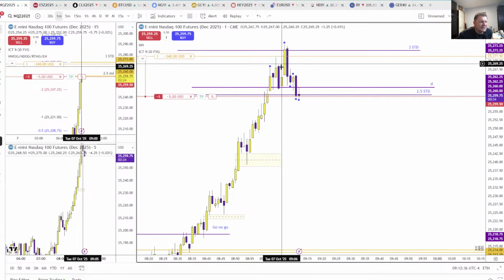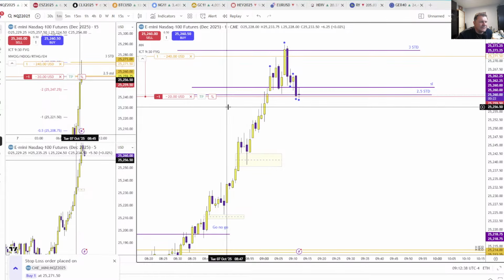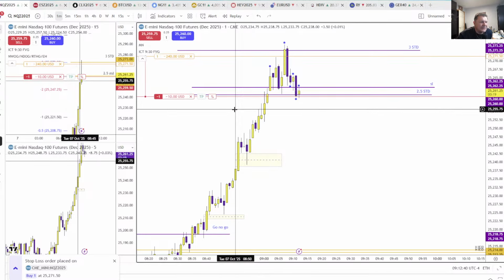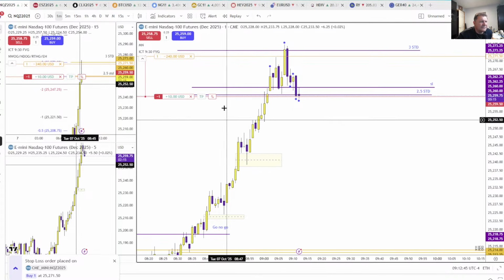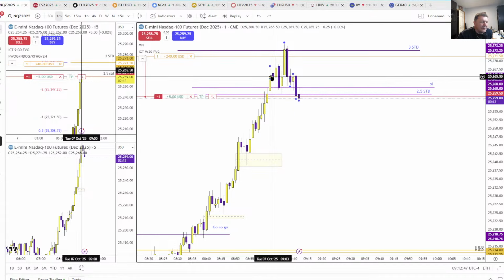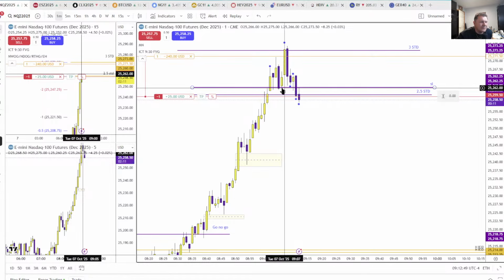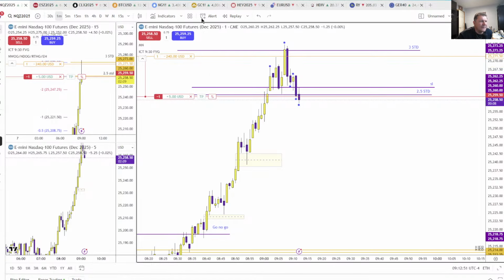Stop loss is going to be just above this mean threshold. We hit 3 standard deviations. Now I want to see a continuation on the downside. So that is your switch up right off that low there. So we'll see if this pans out.